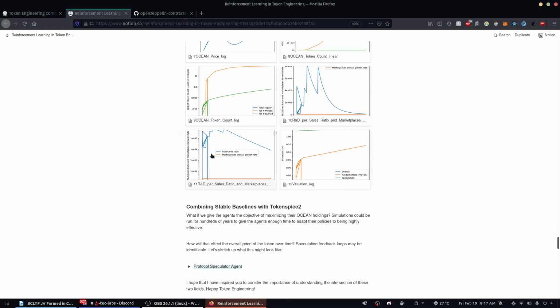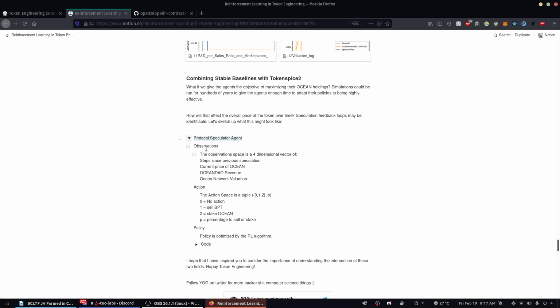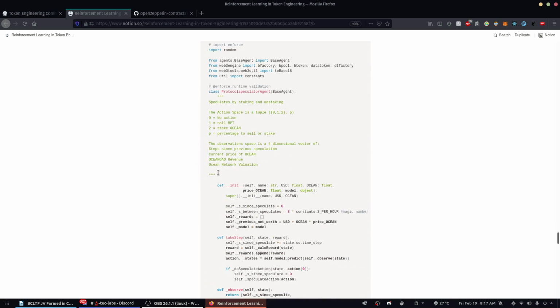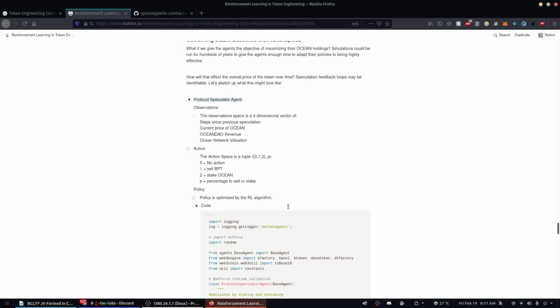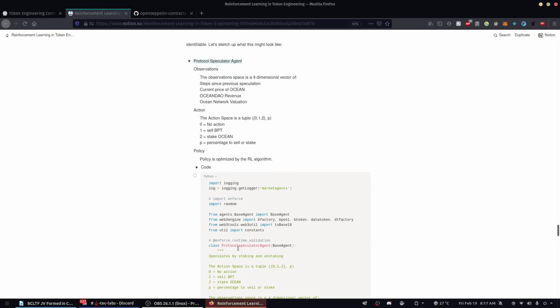So this is an overview of this RL process, and then here I have a coded up example. I took one of the agents and showcased how we could modify and augment this to have some reinforcement learning.